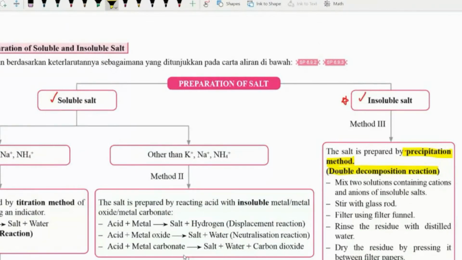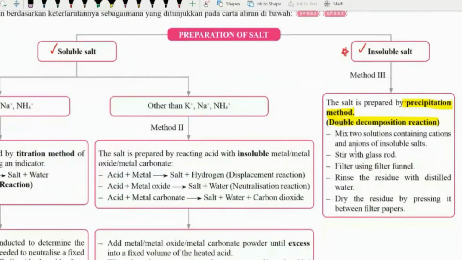Here for double decomposition, we just mix two solutions that contain the cations and anions of the insoluble salt. Then stir with the glass rod and filter using the filter funnel, and then rinse the residue with distilled water and then dry them between two filter papers.